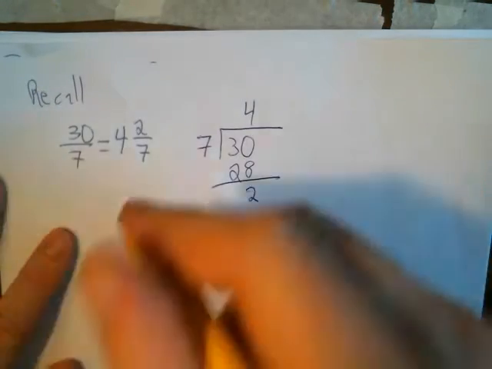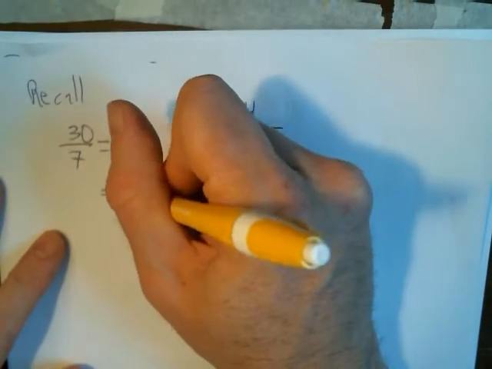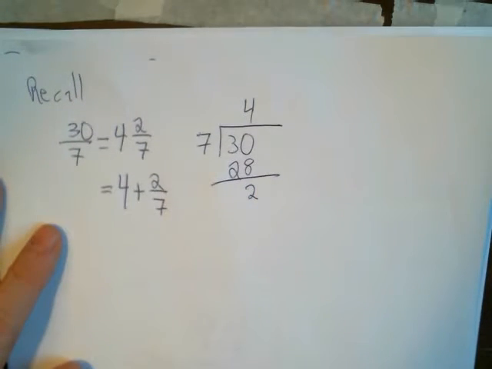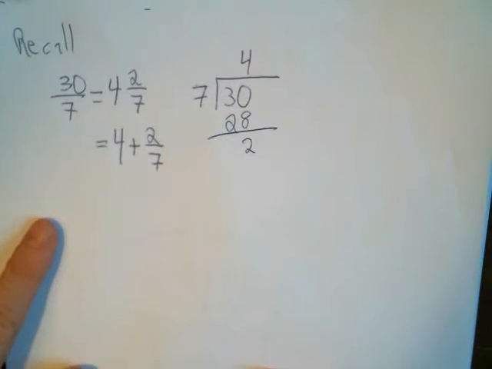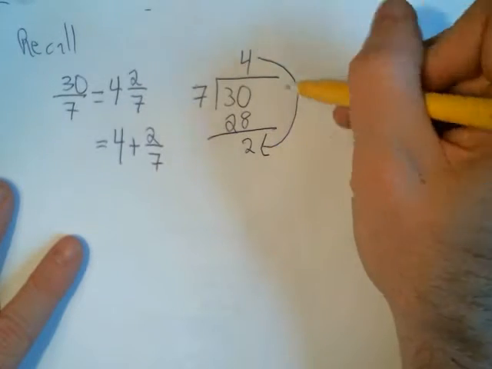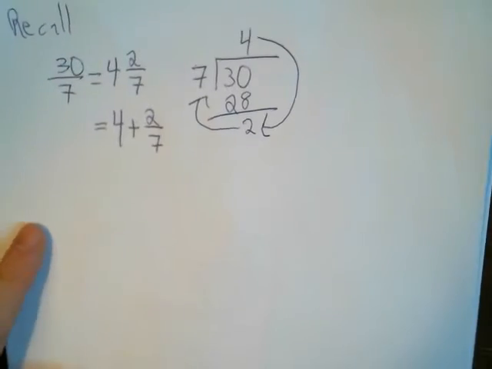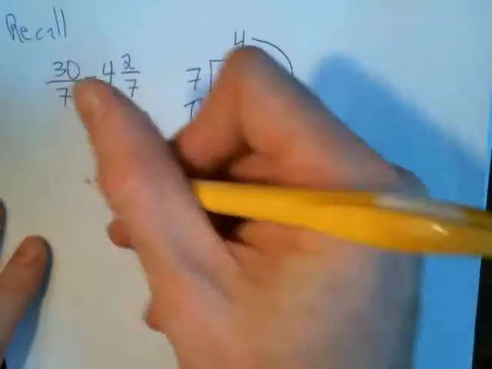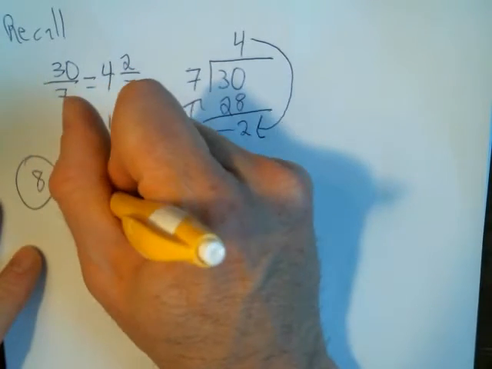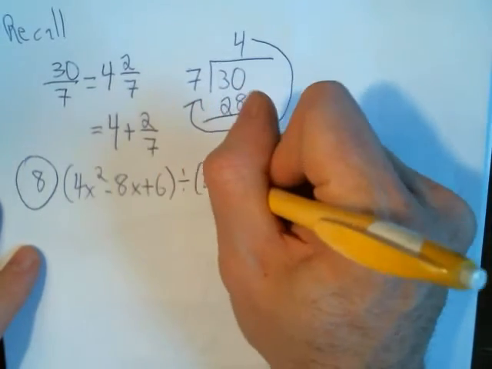Okay? And that's how we used to do it, but technically there's a little addition sign in there. So it's really supposed to be 4 plus 2/7. And the way you compose that is to go 4 here and then plus 2 all over 7. And that'll give you your final sort of answer. Okay, so let's look at 8, where we have a remainder. We have 4x squared minus 8x plus 6 divided by 2x minus 1.